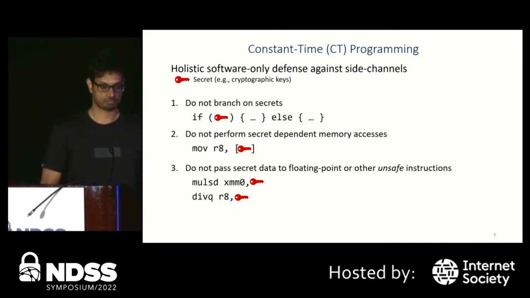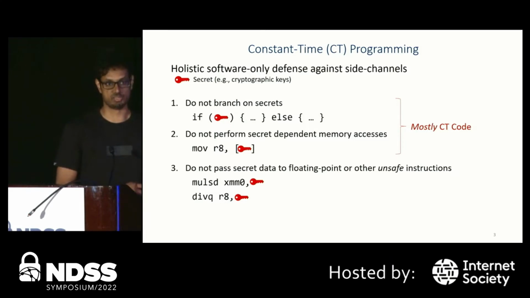I will refer to a program as mostly constant time if the program is free from the first two kinds of leaks, that is, either through the branch or the cache-based side channel attacks, though it may have the third kind of leak.